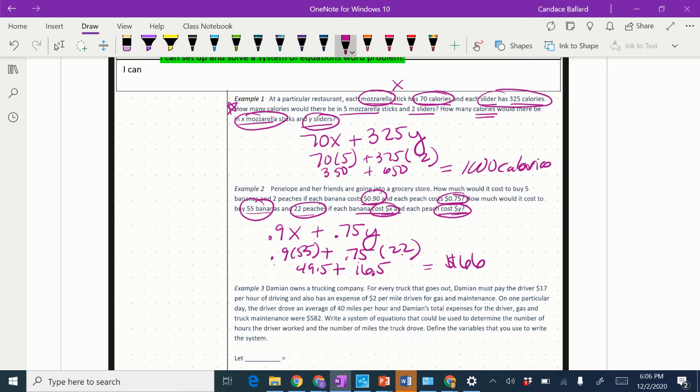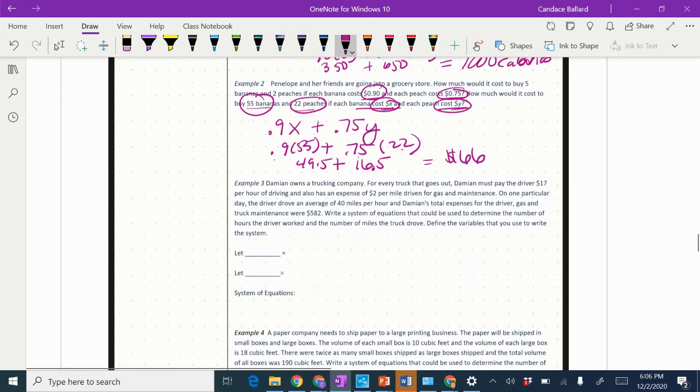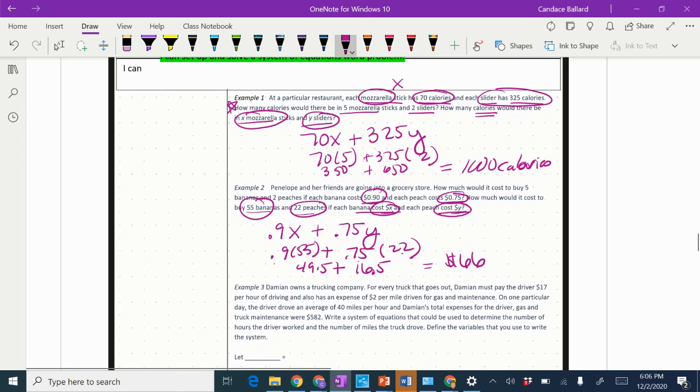So those were just a review of setting up word problems. So now we're going to actually get into setting up systems, actually, we're going to do that in the next video.